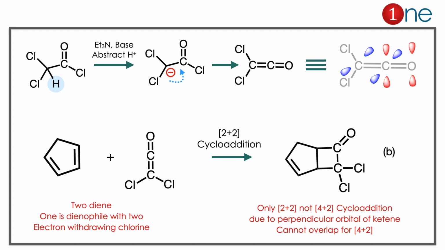It's a very important thing in the ketene. Here you have to learn two important things. One is the ketene pi orbitals are perpendicular to each other, so it will always go 2 plus 2 cycloaddition. Second thing is you have to guess which is the diene involved in the cycloaddition. Always the dienophile, the group attached with the electron withdrawing group, reacts in the reaction.